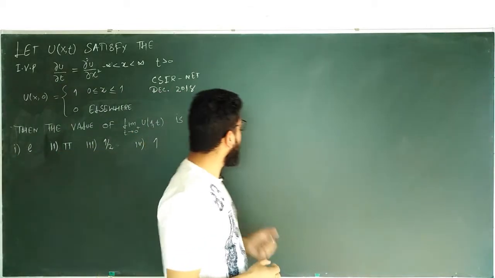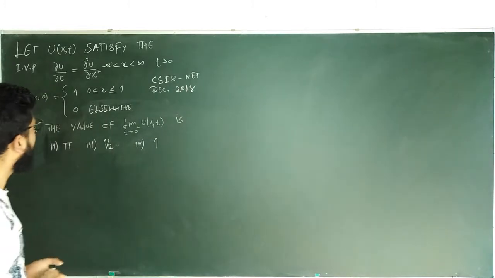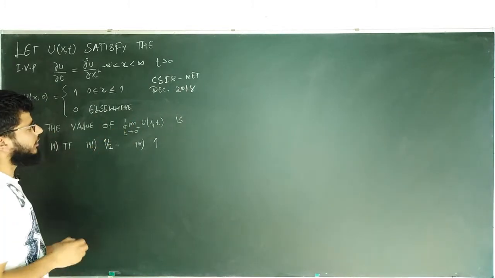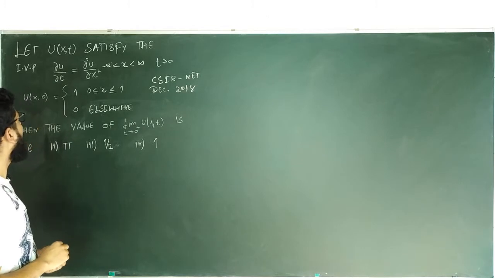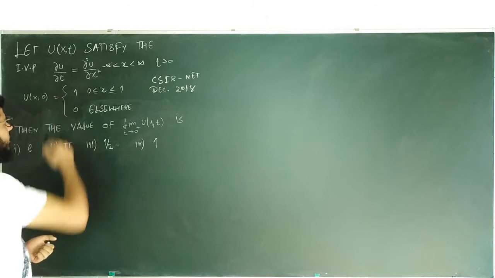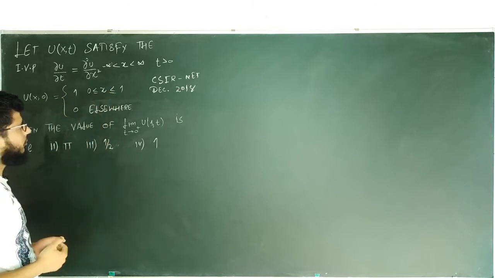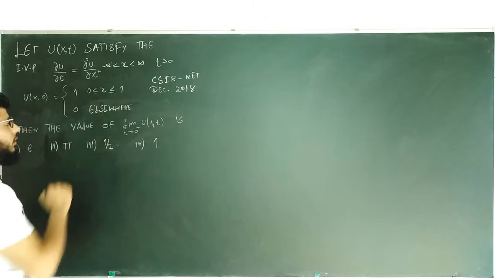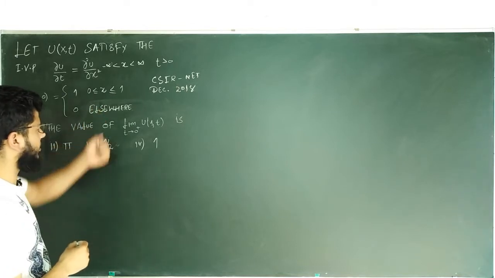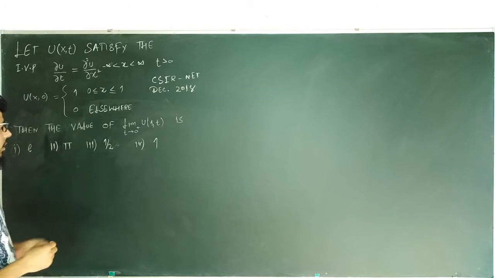Hello everybody, in this video we have taken a question that is based on a diffusion equation, and it was asked in December 2018. The question is: we are given a function u of x and t satisfying this diffusion equation, where x is between negative infinity and infinity, t is positive, and the initial condition is given that u of x, 0 is 1 when x is between 0 and 1, and otherwise it is 0.